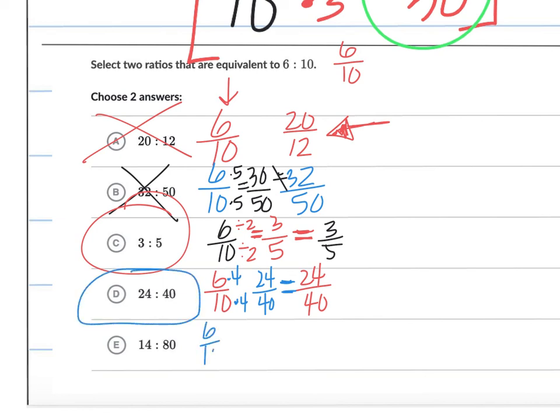And then I have 6 to 10 and 14 to 80. 10 times 8 would take me to 80, out of 80. And then if I do the top, 6 times 8 is 48. 48 and 14 are not equal, so that means that those ratios are not equivalent.